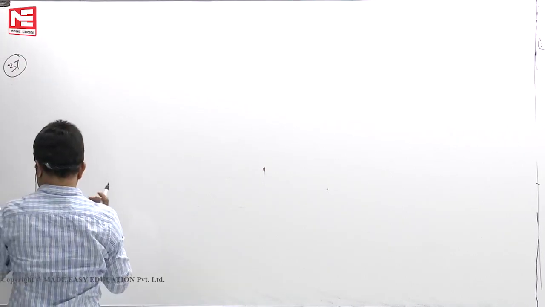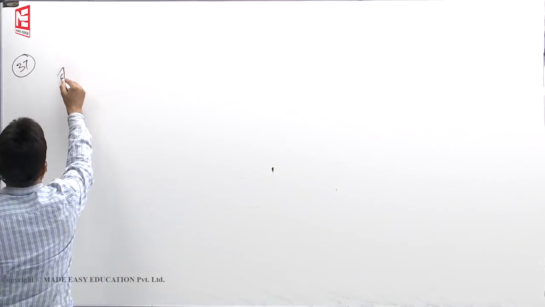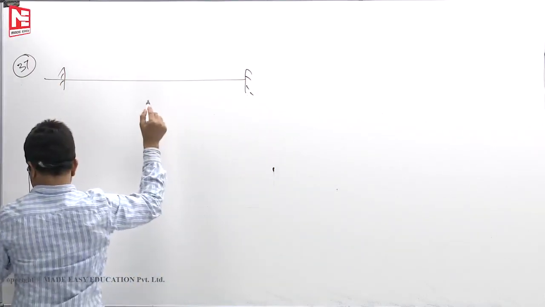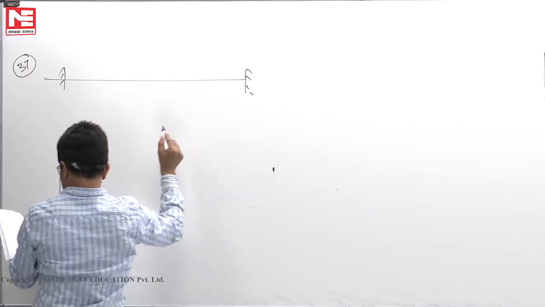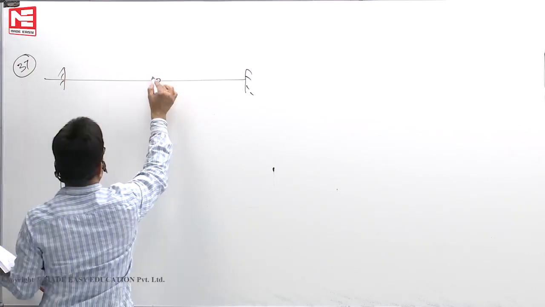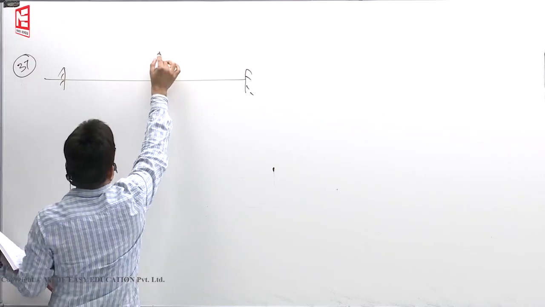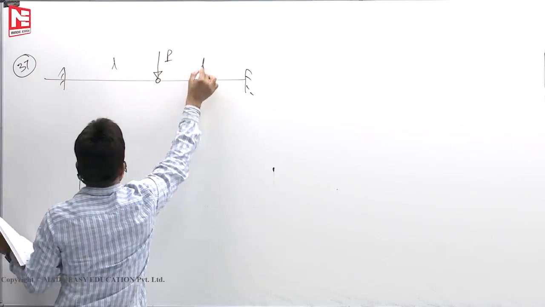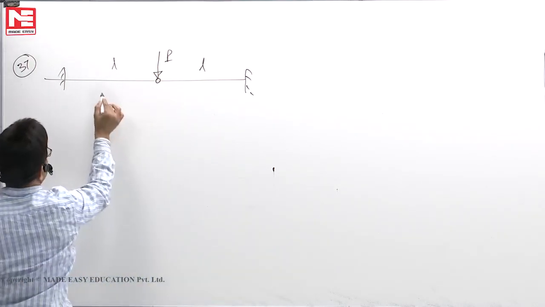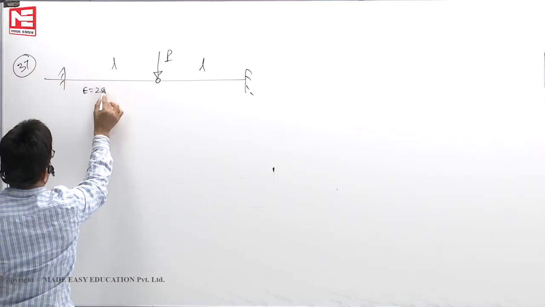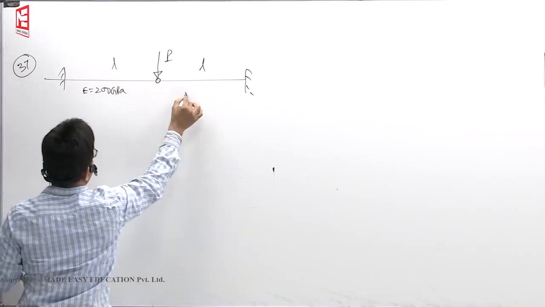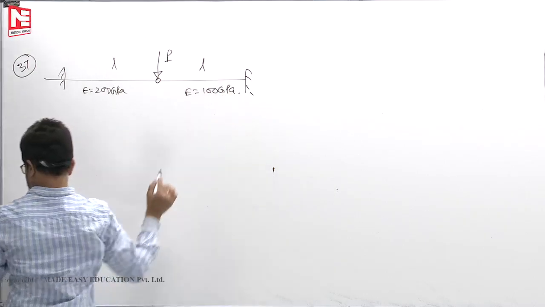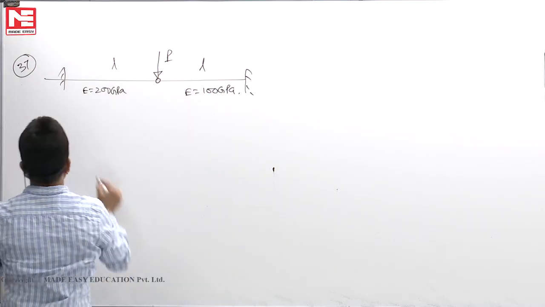Okay, 37. There is a fixed beam. Bending moment at A for the beam shown in figure. E is 200 GPa. You apply load P. Length is L. E is 200 GPa, 100 GPa. What is the bending moment at A?